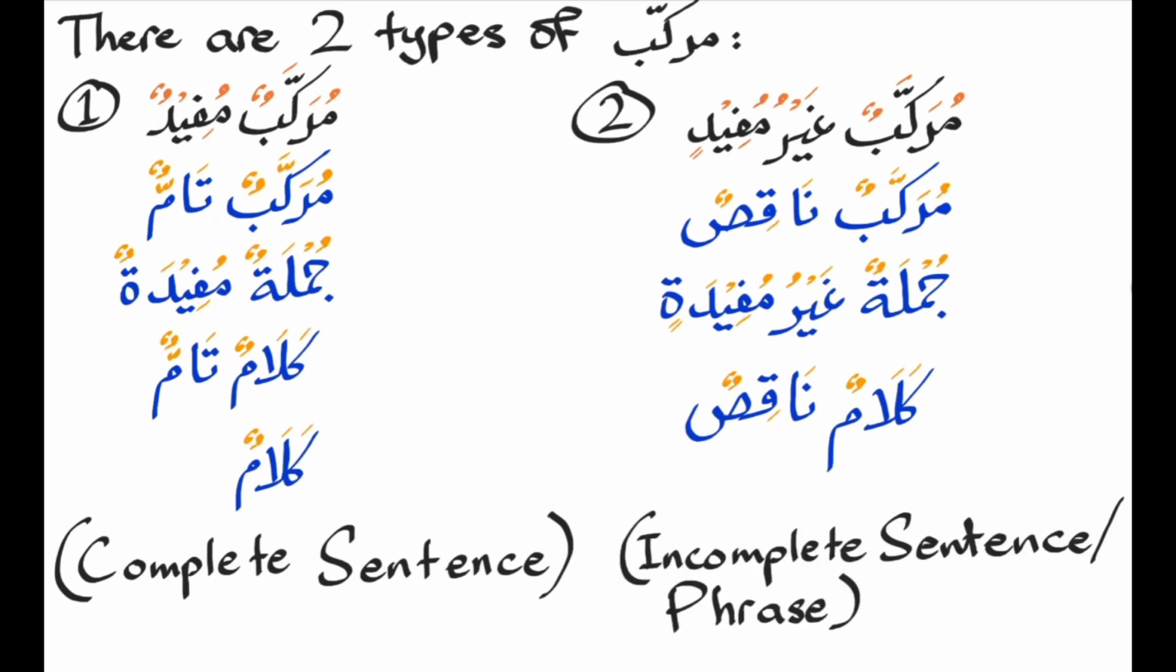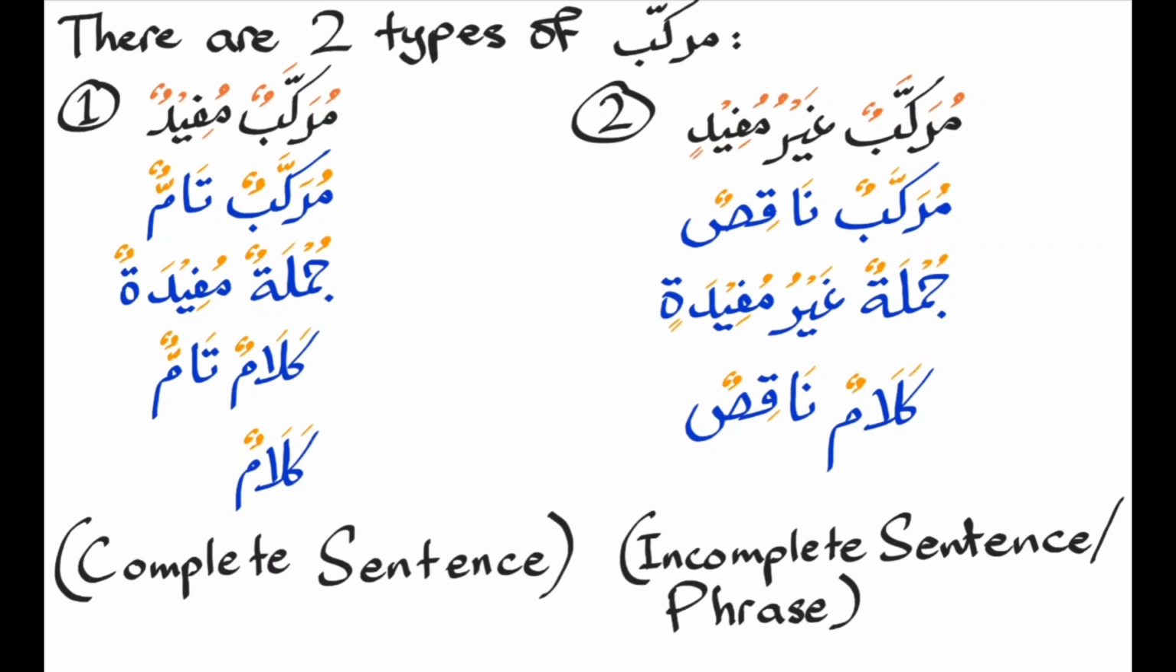So these are the basic two types of murakkab. They're both compounds. They're both a bunch of words grouped together. The only difference between the first and the second one is that the first one is a complete sentence which conveys a complete meaning, whereas the second one is not a legitimate sentence. It's an incomplete sentence. It's just a phrase of a sentence. So from now on, if I say sentence, I'm talking about murakkab mufid, and if I say phrase, I'm talking about murakkab ghayr mufid. Make sure to keep that in mind.